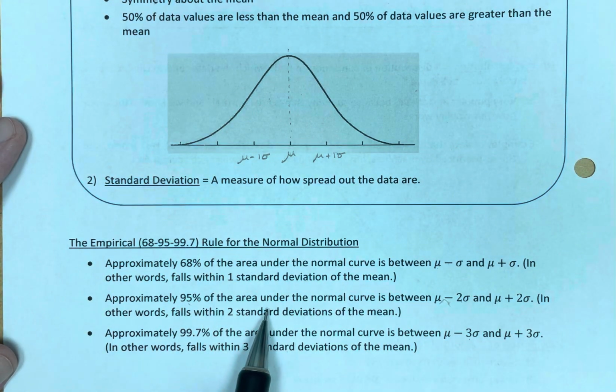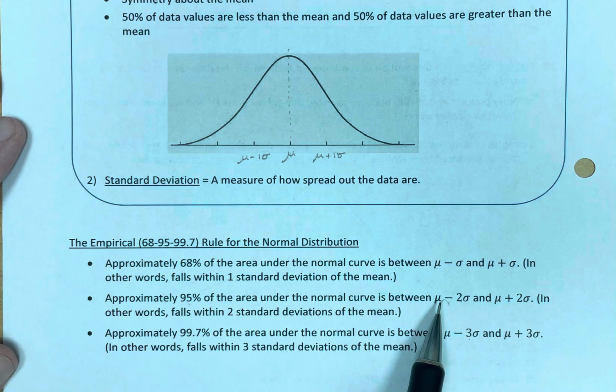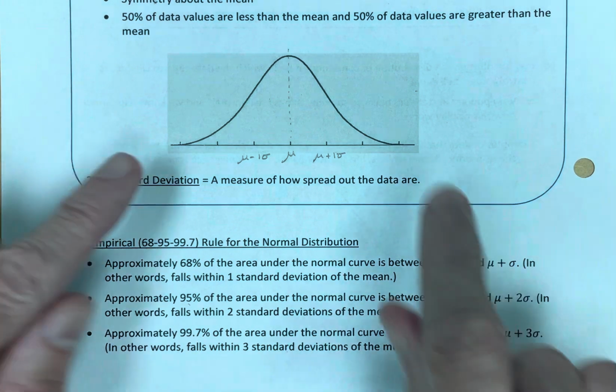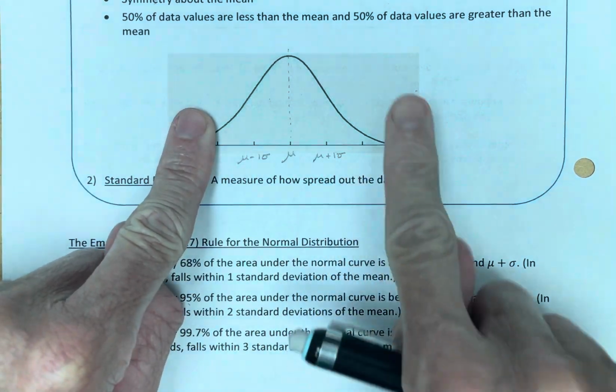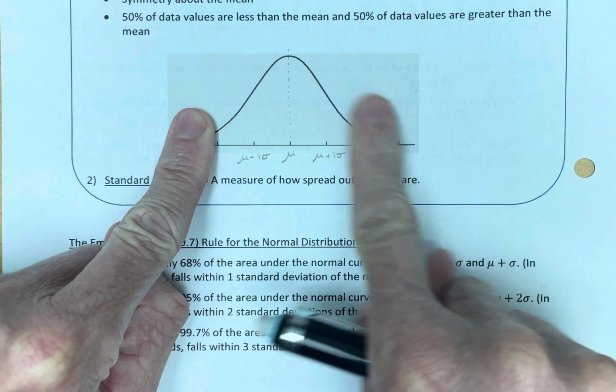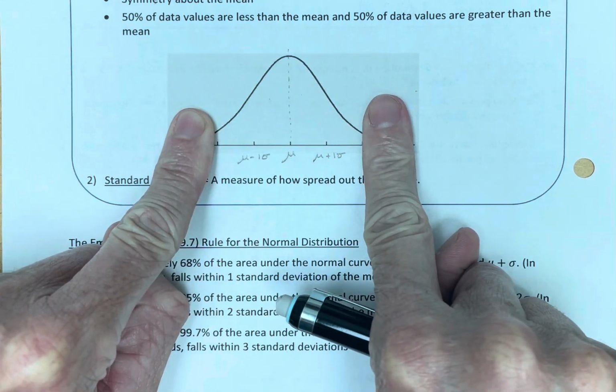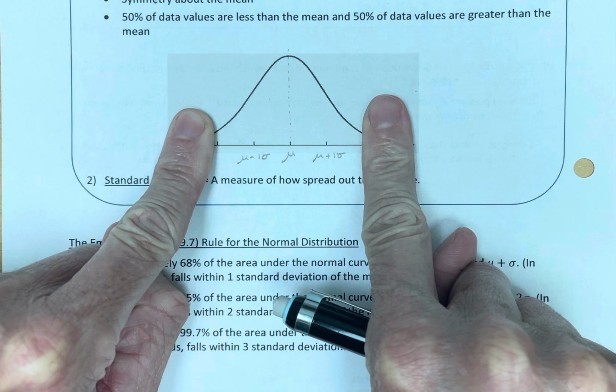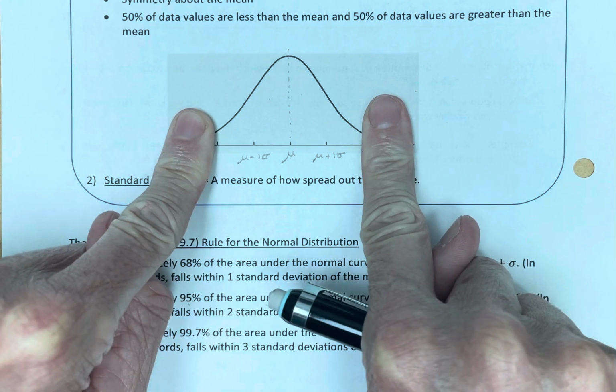95% of the area under the normal curve is between the mean minus 2 standard deviations and the mean plus 2 standard deviations. Okay, here's 2 standard deviations minus. Here's plus. 95% of the data is right there, the area under that curve.